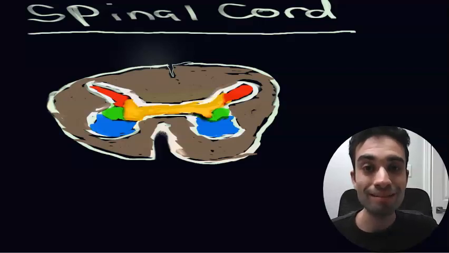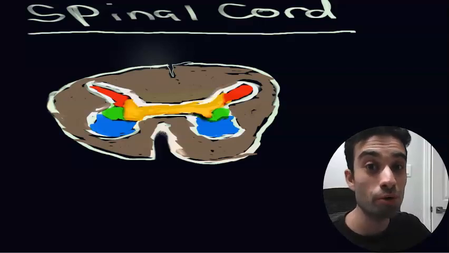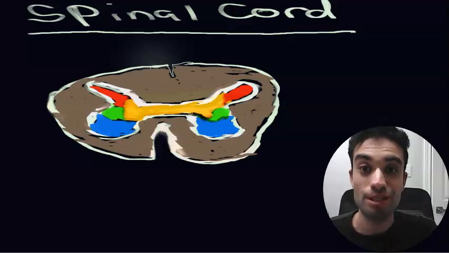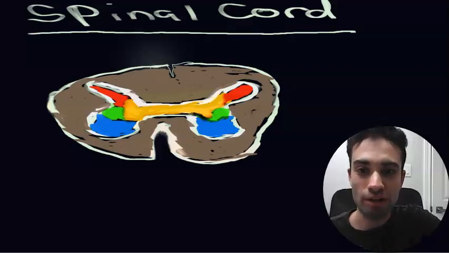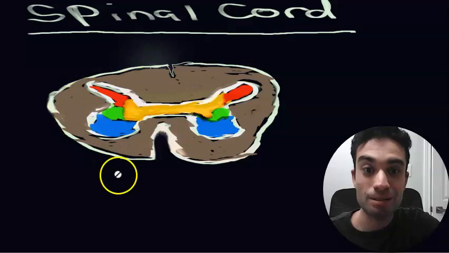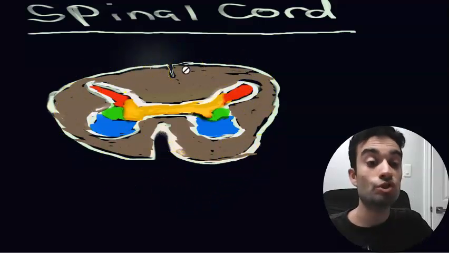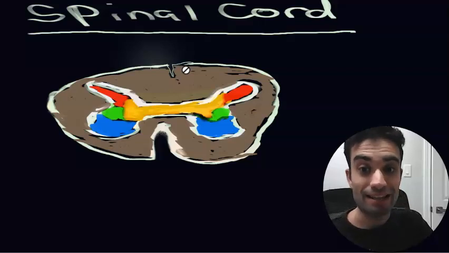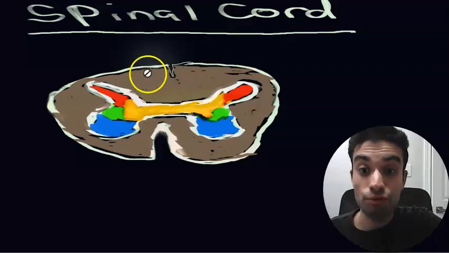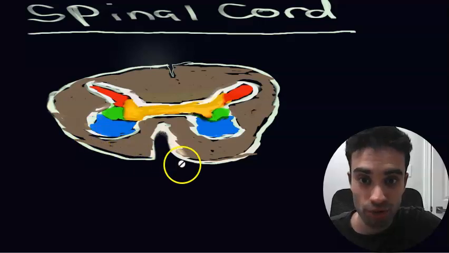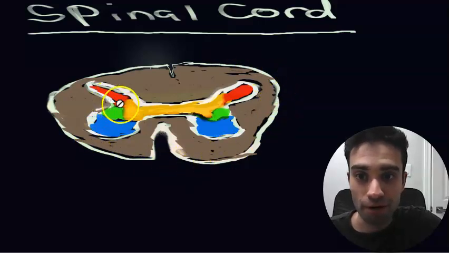Hello and welcome to a new video where we will be discussing the structure of the spinal cord. So this structure that I drew here is the spinal cord. The spinal cord is a very interesting structure. And as you can see here, it's made up of two parts. This portion on the outside and there's a butterfly looking portion on the inside.